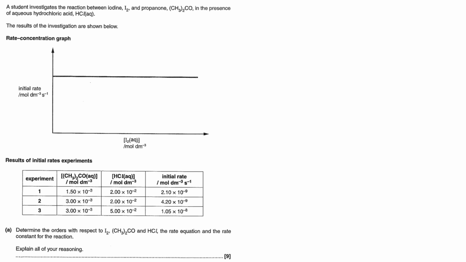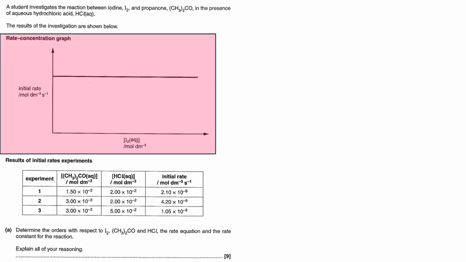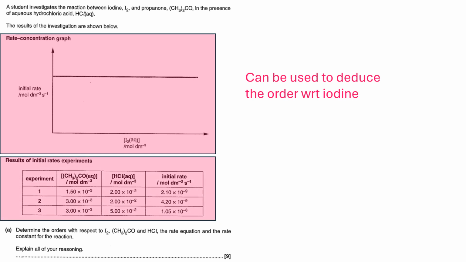Having a quick glance at the whole thing, you can see that there's a rate concentration graph, and that has iodine in it, concentration of iodine. You'll also notice that the concentration of iodine is not included in the initial rates data. So you have to use the graph to work out the order with respect to iodine. The order with respect to propanone and HCl can be determined from the initial rates experiments.